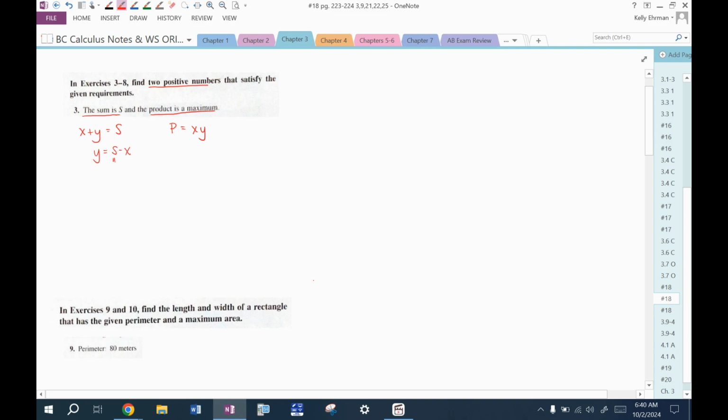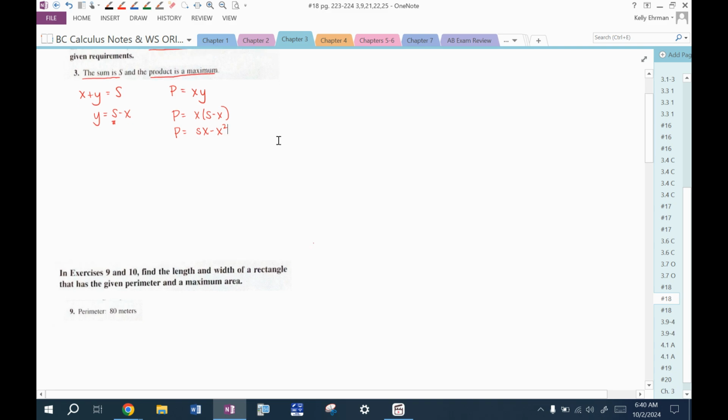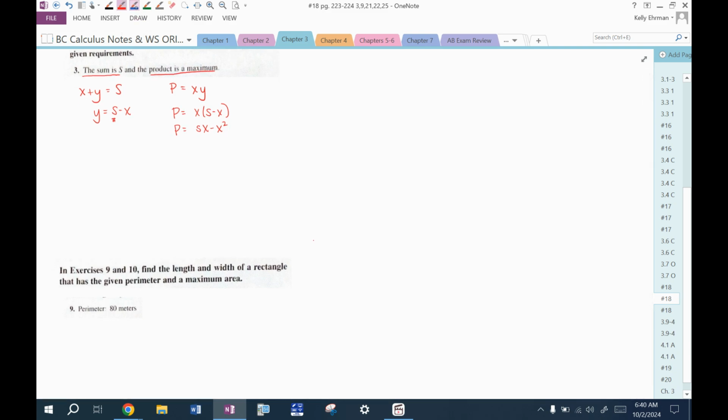Now remember, S is a number. It's a constant. Normally they say two numbers sum to 20 or something like that. But this time we are just leaving it in terms of S. So now I will rewrite the product. So instead of x times y, it'll be x times S minus x. And because I want to take the derivative of this, I'm going to distribute the x through, because that will make the derivative easier to take. And then we want to take the derivative with respect to x of both sides.